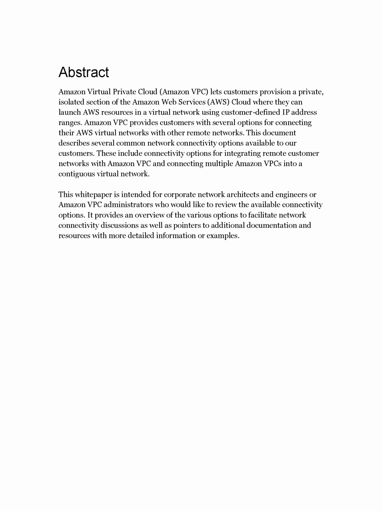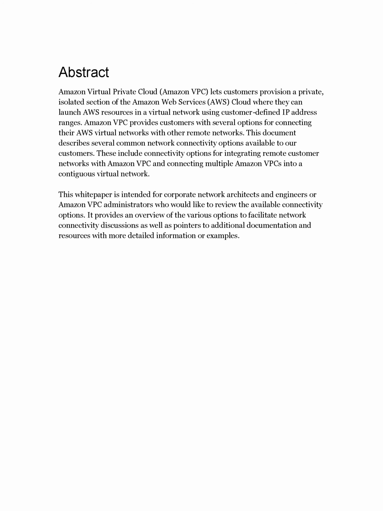Abstract. Amazon Virtual Private Cloud, Amazon VPC, lets customers provision a private, isolated section of the Amazon Web Services, AWS, cloud where they can launch AWS resources in a virtual network using customer-defined IP address ranges. Amazon VPC provides customers with several options for connecting their AWS virtual networks with other remote networks. This document describes several common network connectivity options available to our customers.